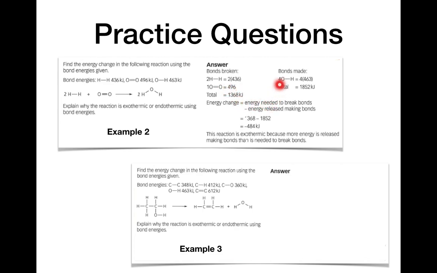I have 4 oxygen-hydrogen bonds, 2 in each water, for a total of 4. 4 times 463, I have 1852 kilojoules, bonds being made. So energy to break, minus energy being made, 1368 minus 1852, I have minus 484. This is exothermic, again, because more energy is being released making bonds than is needed to break bonds.